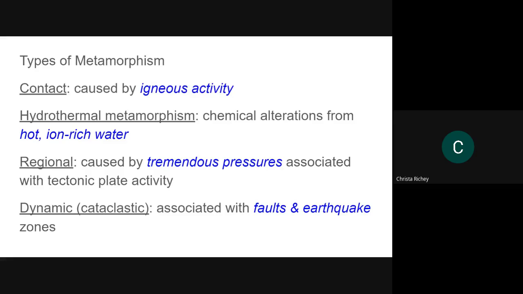We're starting up some plate tectonics. The test is Wednesday. This is Wednesday. So I haven't made those yet. I'm going to end up making those this weekend, I think.